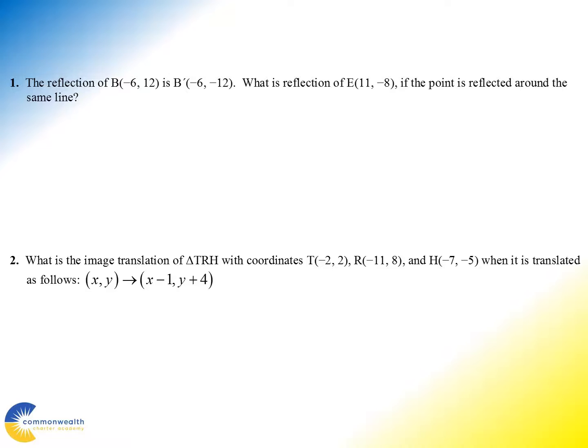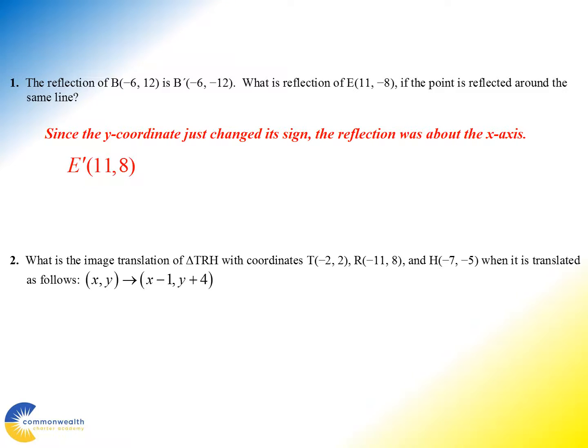So the first question, you're told that the reflection of B, which is at negative 6, 12, becomes B prime at negative 6, negative 12. So when we look at that reflection, we see that basically only the y coordinate has changed, which means this is a reflection about the x-axis. And if we reflect around the same line, we're going to reflect E around the x-axis as well. And when we reflect E around the x-axis, it's going to have the same overall effect in that the y coordinate is just going to change. So in this case, the image of E is going to be at 11, 8.